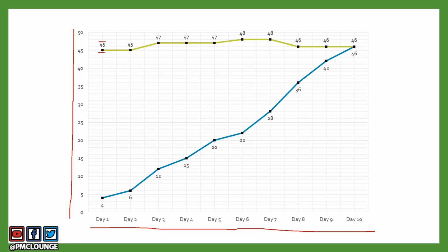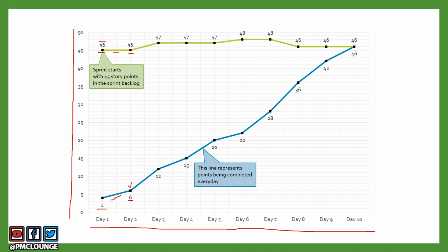On day one, you are also able to accomplish 4 story points because the blue line represents how many story points the team has completed. So I hope it's clear. Green line represents the scope of the sprint and the blue line represents your progress day by day. So let's talk about what happens on day two. On day two, the team completes 2 more story points, and now the progress, they are on 6 story points. The scope is obviously 45 story points. We talked about it. 45 story points is where everything starts.